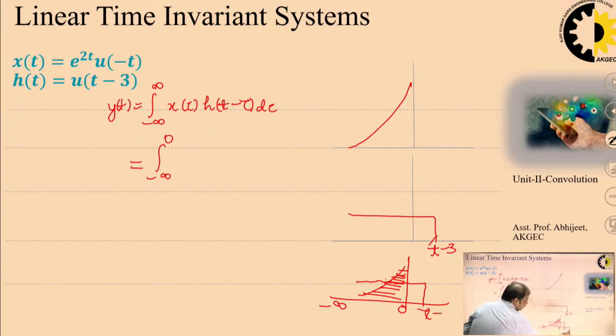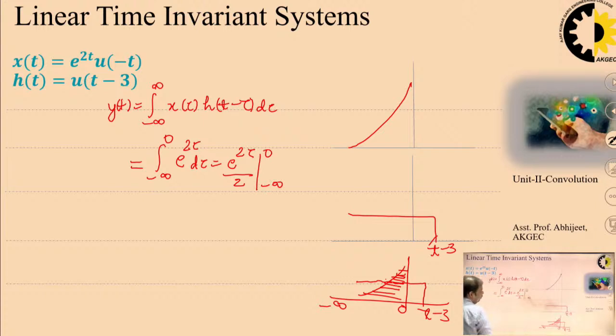The overlapping is still 0. It is t minus 3, but the product does not exist there, and the product is e raised to the power 2 tau d tau, which means to say it is e raised to the power 2 tau by 2 from minus infinity to 0. So if I put the upper limit, I will get 1 by 2 basically. The lower limit tends to 0. So y of t will be 1 by 2 for the case that t minus 3 is greater than 0, which means to say t is greater than or equal to 3. So I have just two different zones of this.